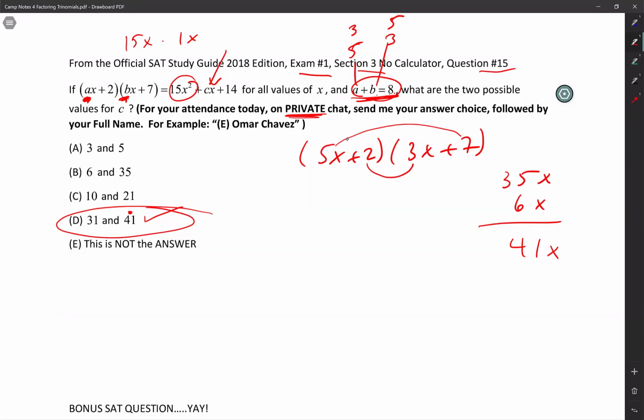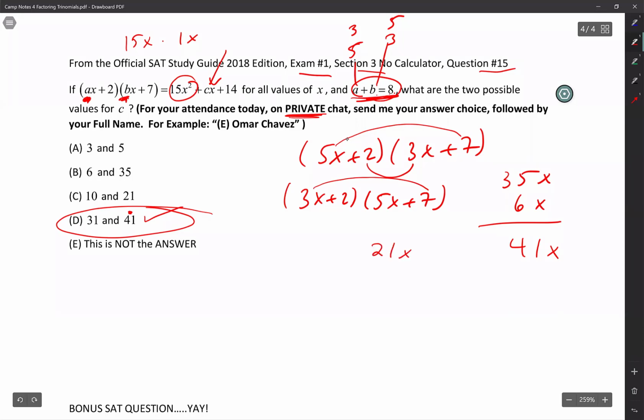If I want to get that 31 there, 3x plus 2, 5x plus 7, because they don't tell you which is which. They don't tell you if A is 5 or if B is 5, but we know that A plus B is 8, and the only way to get 15x squared is to get 5x times 3x. So middle number, 3x times 7, that's going to give me 21x. 2 times 5x, that's going to give me 10x. And together, it's 31x.